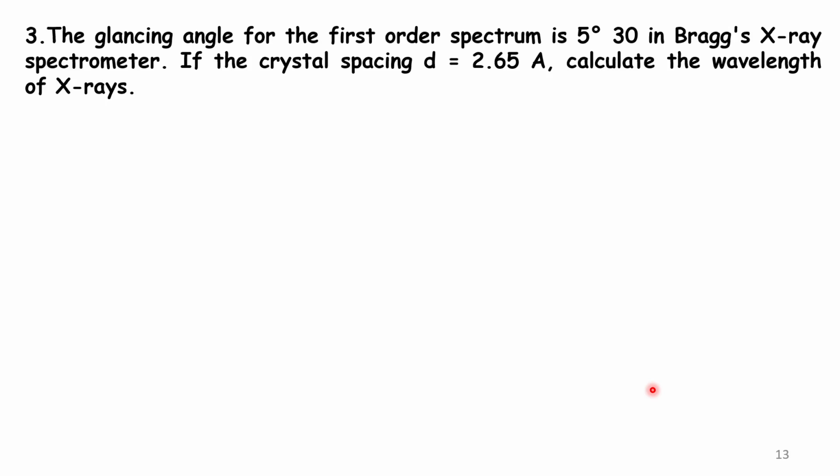Now the third problem is: the glancing angle of the first order spectrum is 5 degree and 30 minutes in a Bragg's X-ray spectrometer.